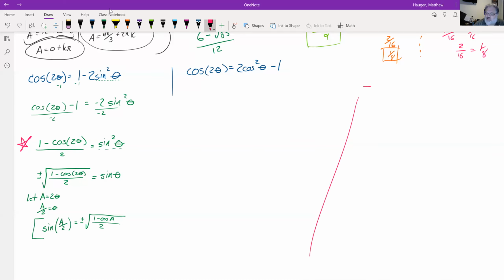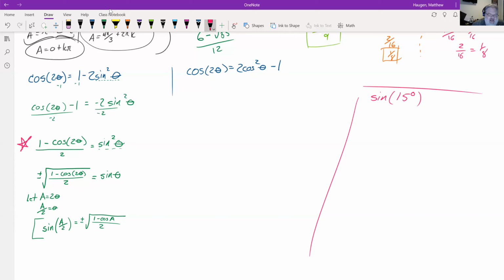You want a quick example of how we would use that? Let's say we want to know the sine of, oh, let's go nice, let's go 15 degrees. We haven't done degrees in a while. Well, I don't know what the sine of 15 degrees is. I can ask the calculator. It'll give me an approximation.